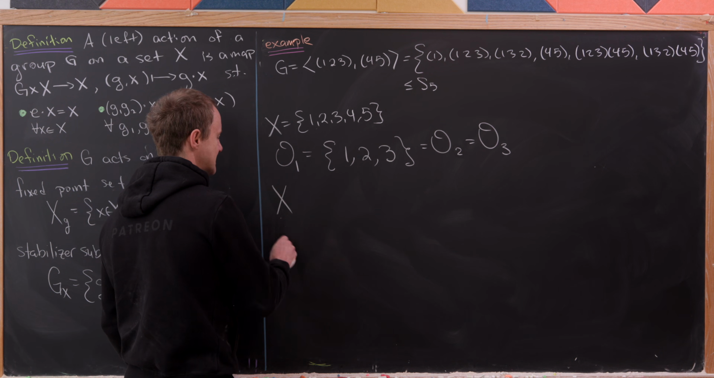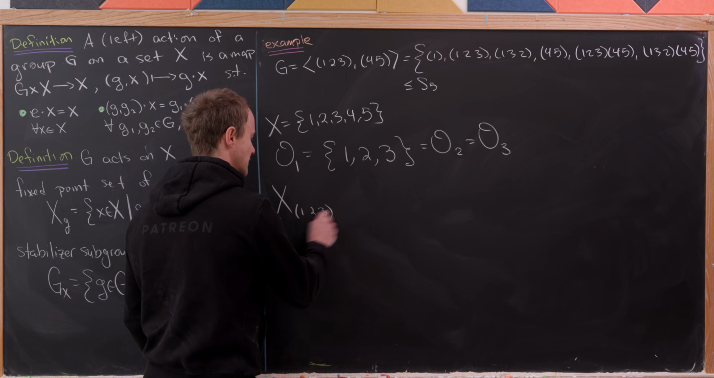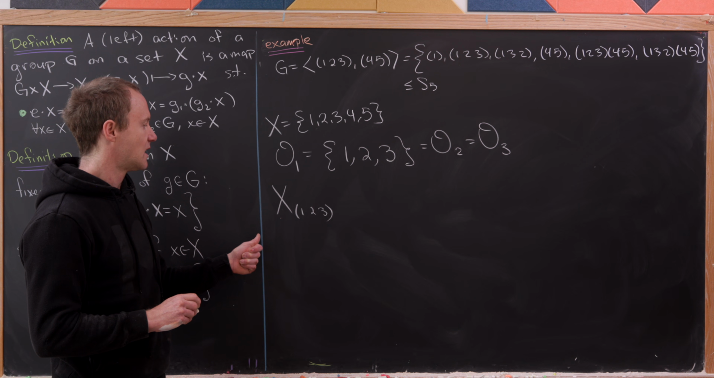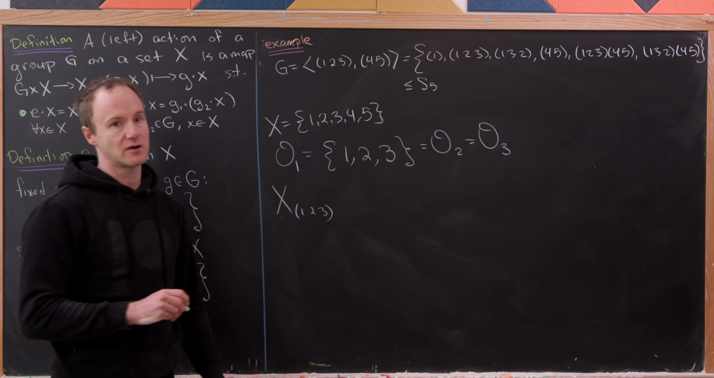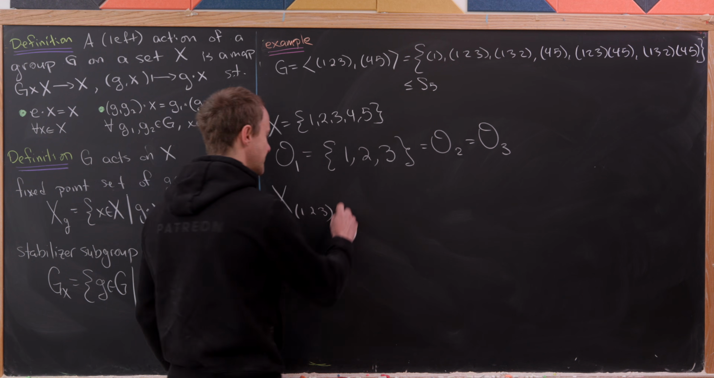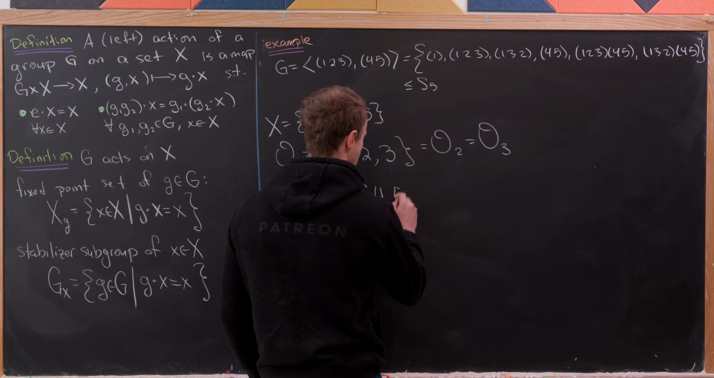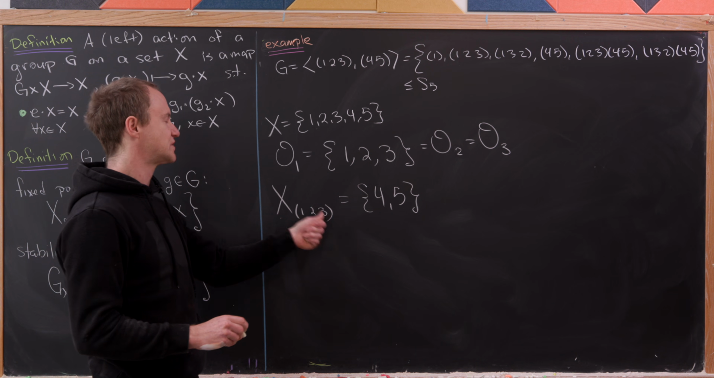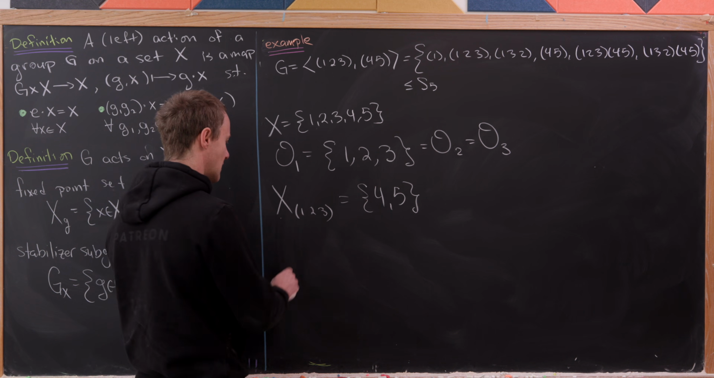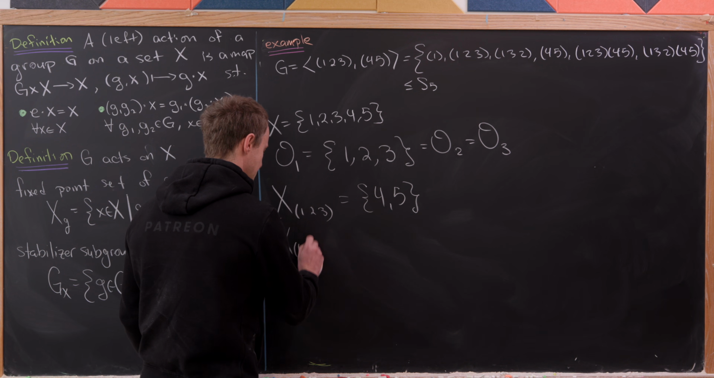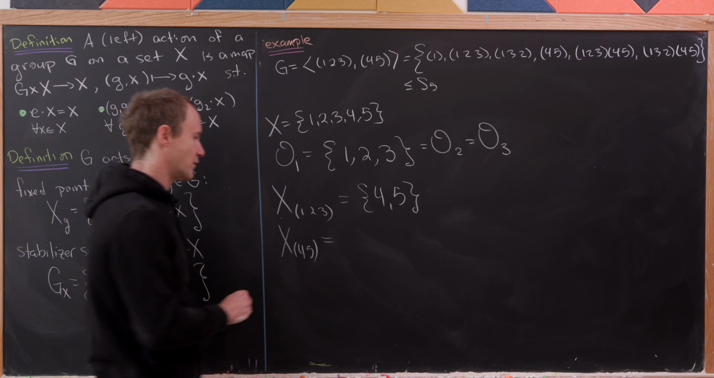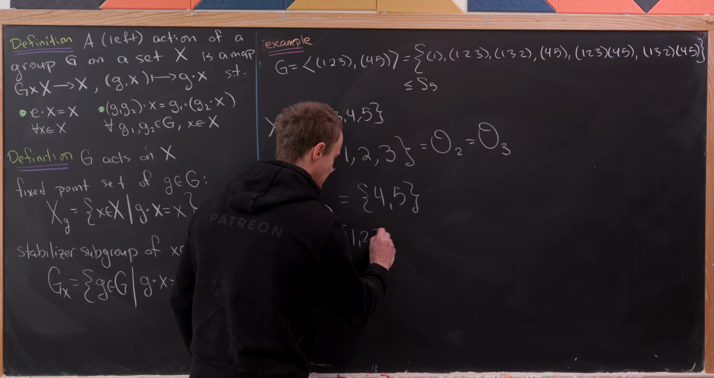Okay, so anyway, now let's take X sub (1 2 3). What is that? Well, that's everything in the set that's fixed under the action of this 3-cycle (1 2 3). I think that's pretty clearly just 4, 5, because (1 2 3) does not fix 1, 2, or 3. It cycles them. And now we could similarly ask, what is X sub (4 5)? What are the things fixed by (4 5)? Well, that's going to be 1, 2, 3.